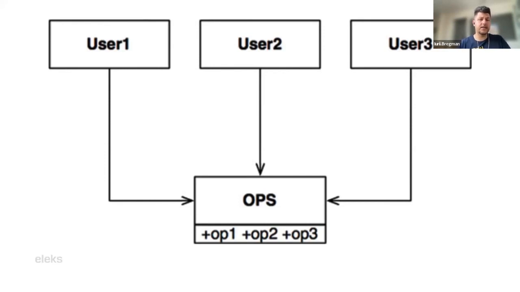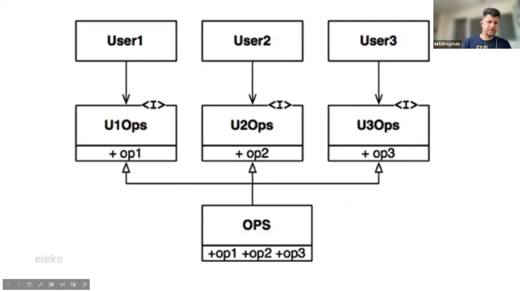Clearly, in that case, the source code of user one will be dependent on operation two and operation three, even though it doesn't call them. This dependence means that a change to the source code of OP2 in Operations will force user one to be recompiled and redeployed, even though nothing that it cares about was actually changed. So the problem can be resolved by segregating the operations into interfaces.